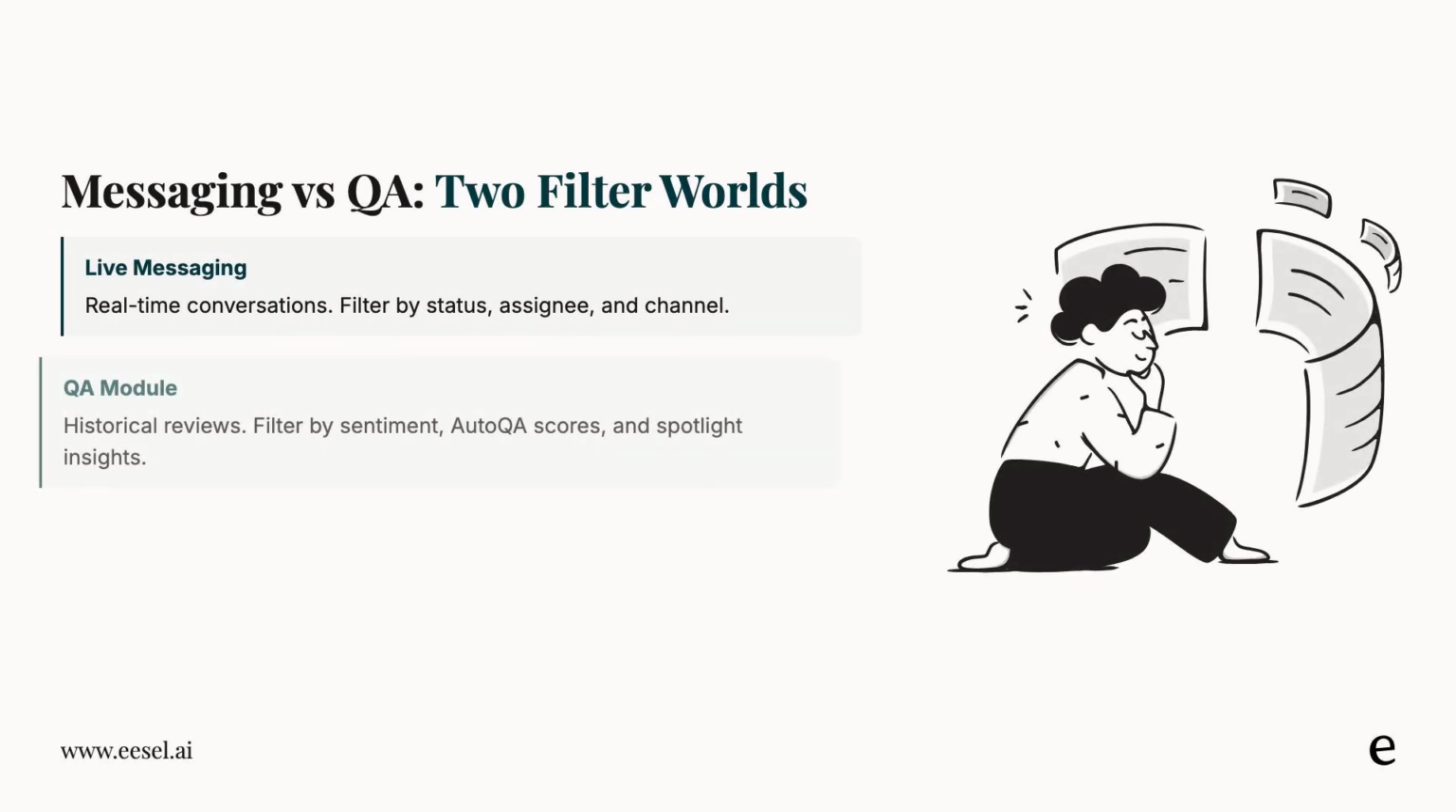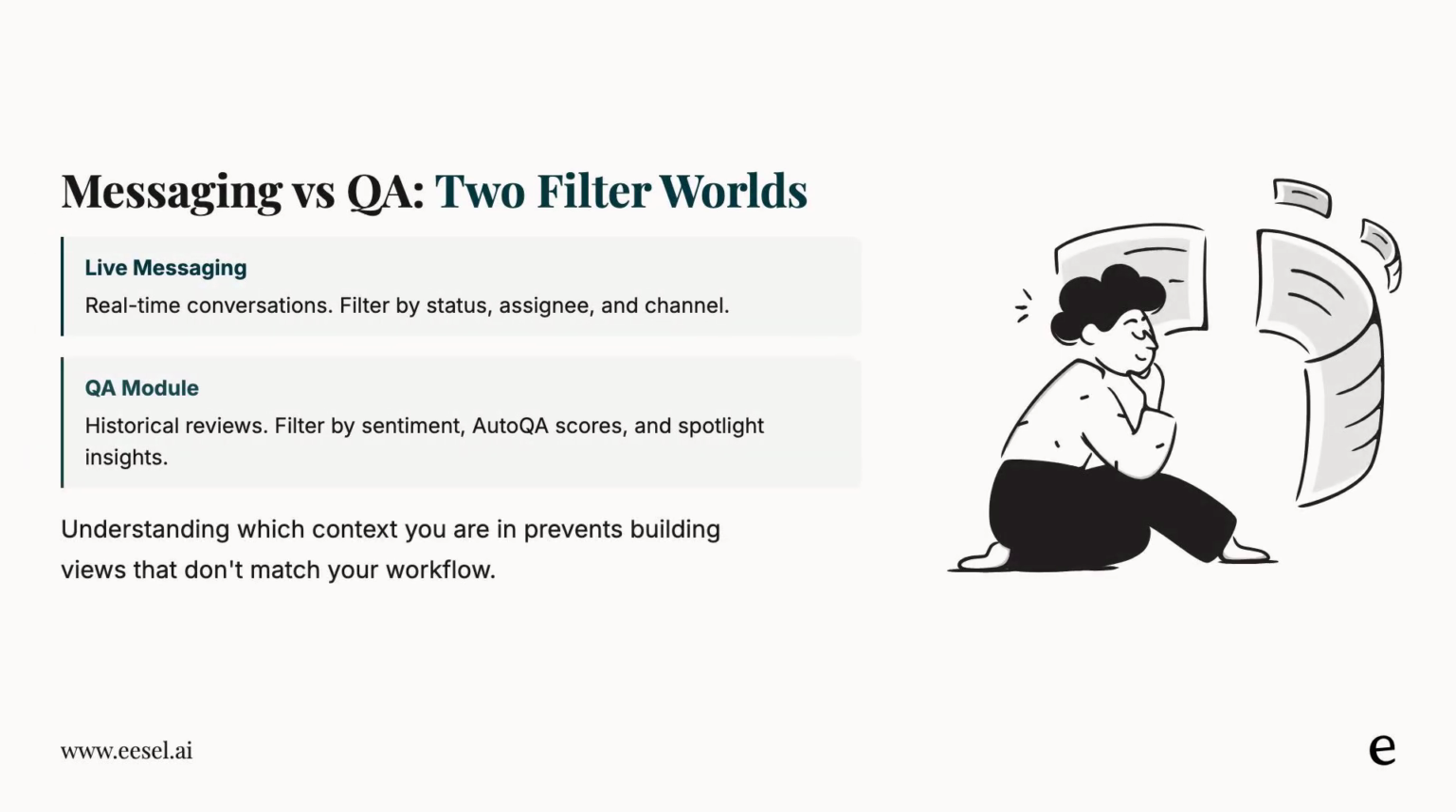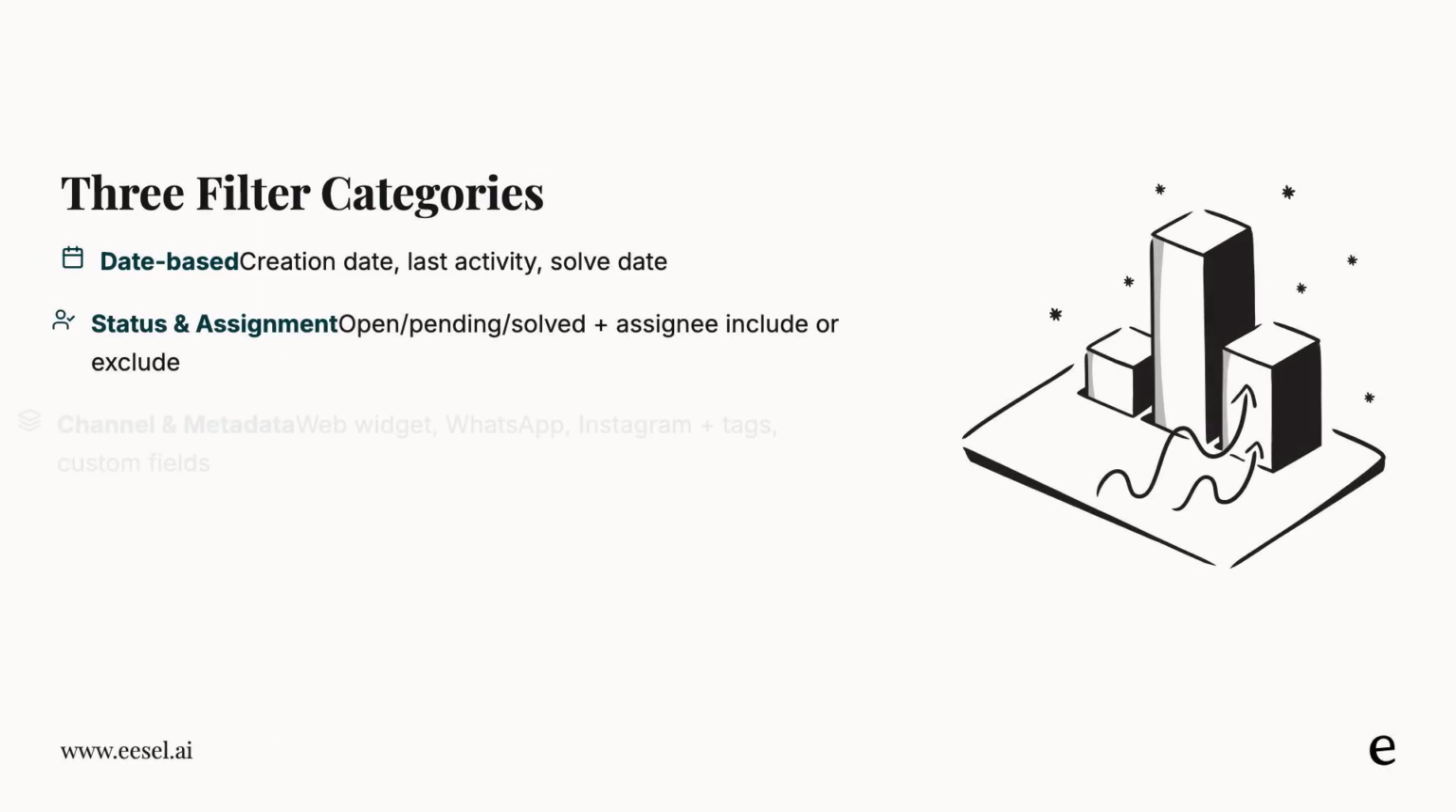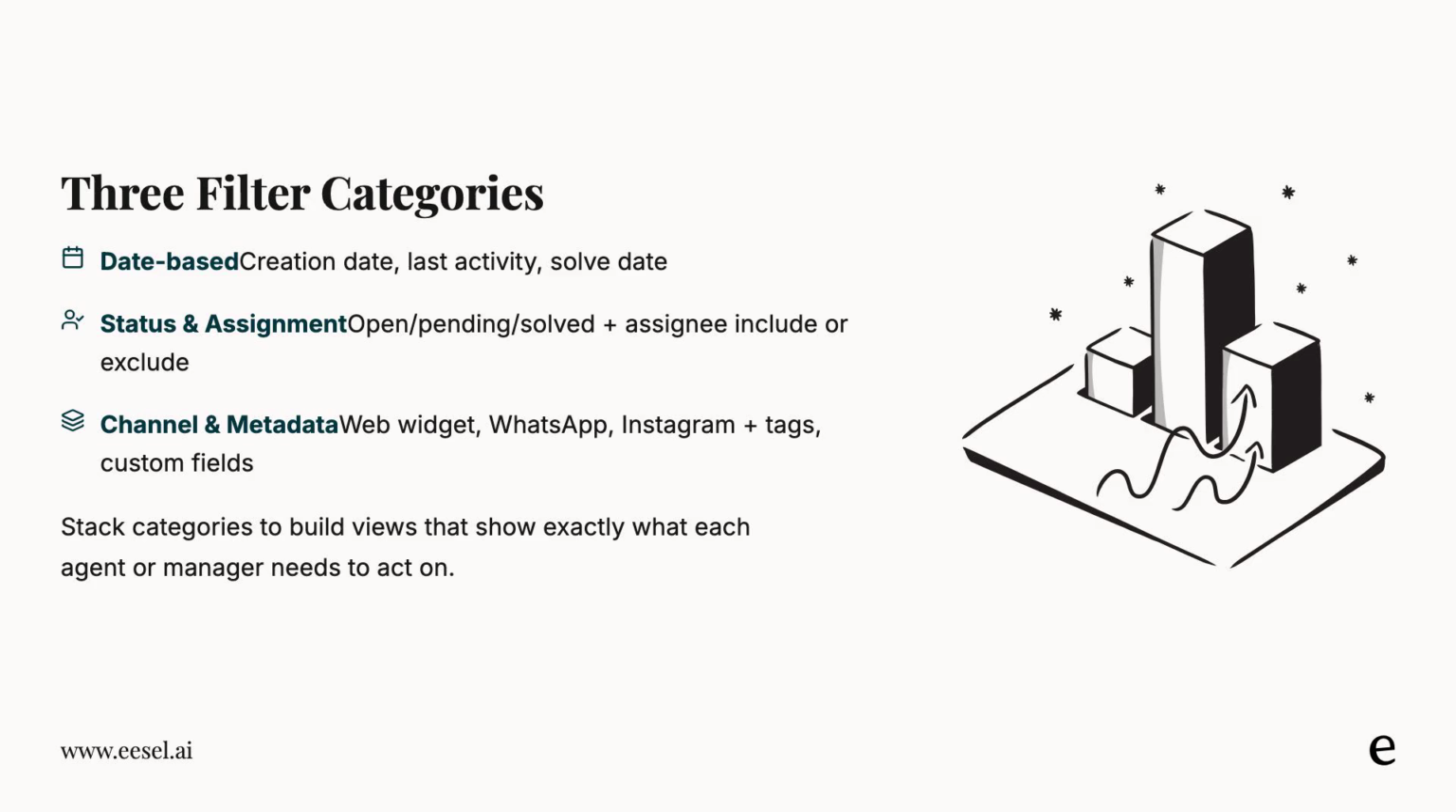Zendesk conversation filters live in 2 different contexts, and mixing them up creates views that don't match your workflow. Live messaging filters handle real-time conversations by status and channel. QA filters work on historical reviews using sentiment, auto QA scores, and spotlight insights. Every useful filter draws from 3 categories: date-based conditions like creation date and last activity, status and assignment filters for open and pending conversations, and channel plus metadata filters for tags, custom fields, and specific messaging channels.